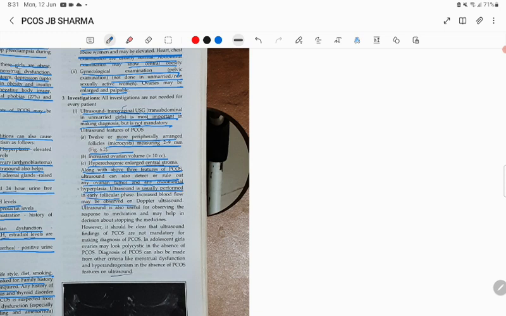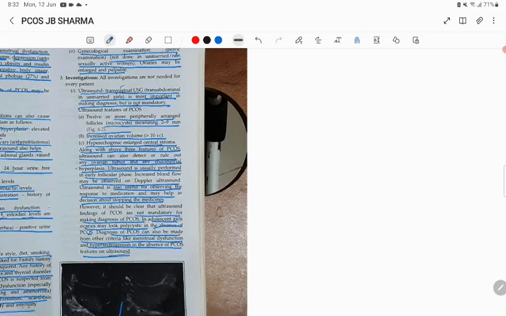Increased blood flow may be observed in Doppler ultrasound. Ultrasound is also useful for observing the response to medication and may help in the decision about stopping the medication. However, it should be clear that ultrasound findings of PCOS are not mandatory for making the diagnosis of PCOS. In adolescent girls, the ovaries may look polycystic in the absence of PCOS. The diagnosis of PCOS can also be made from other criteria like menstrual dysfunction and hyperandrogenism, even in the absence of polycystic morphology on ultrasound.